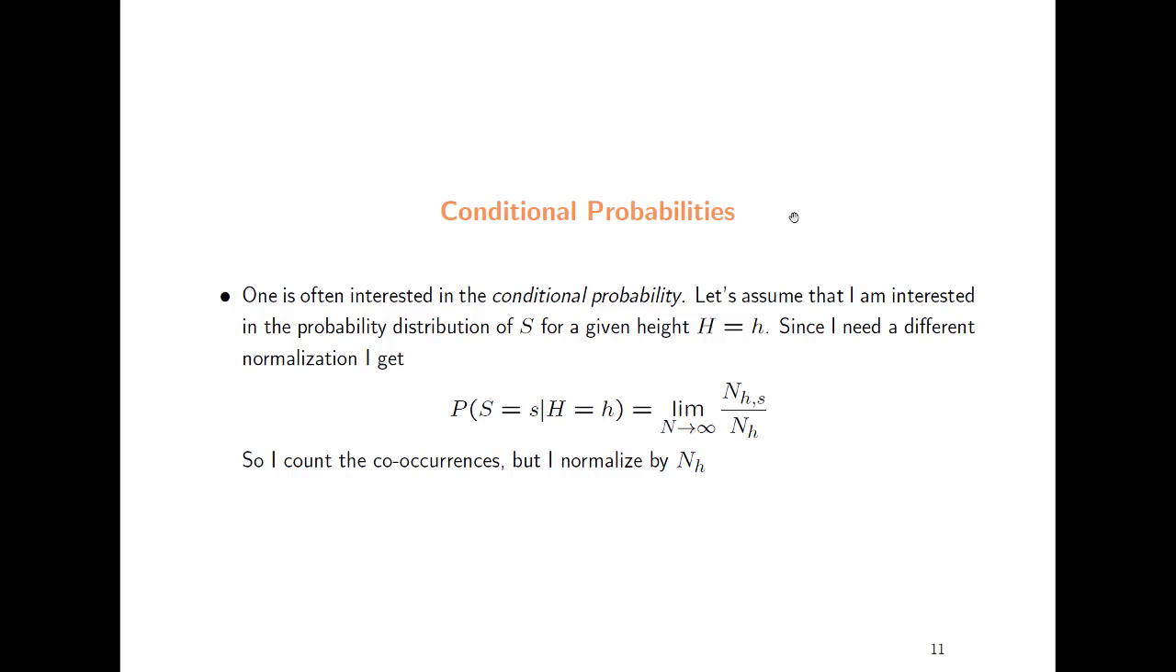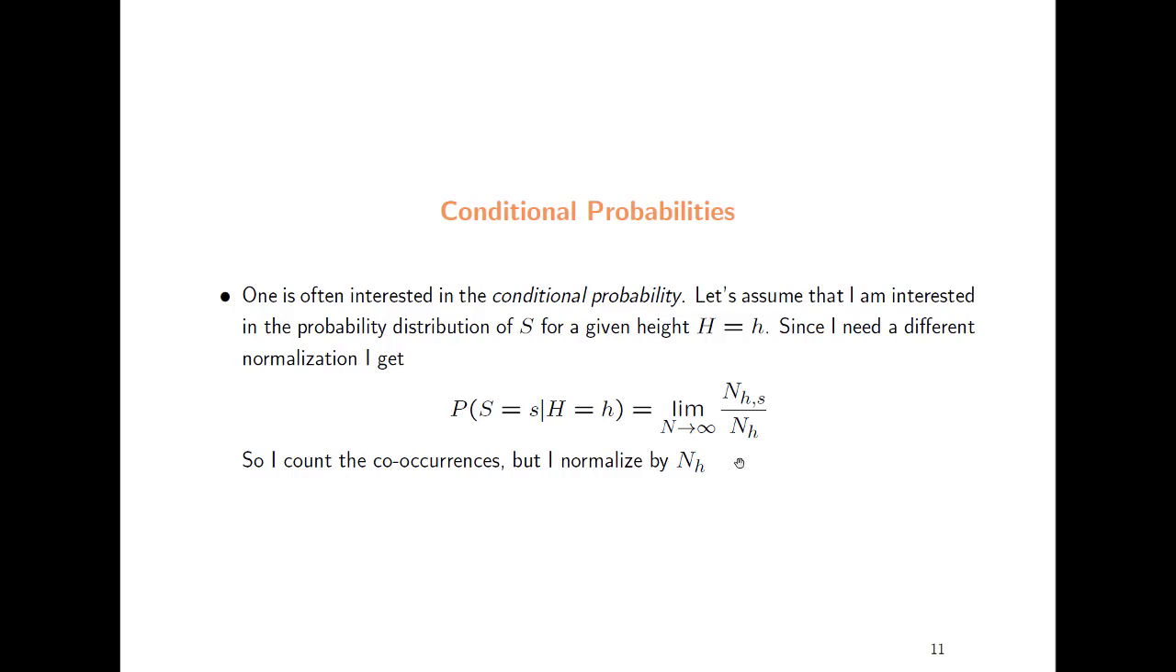Now I simply need a different normalization, because I always put the ones back which don't have the correct height. And this is called a conditional probability distribution. So the probability of size given height is the limit of the counts. How often do I observe a person with this height and this size divided by the number of patients which had this height? Because I'm putting the other ones back which didn't have the correct height. So I essentially replace an S with an H. So I count the co-occurrences, but I normalize by an H. So these are the co-occurrences.